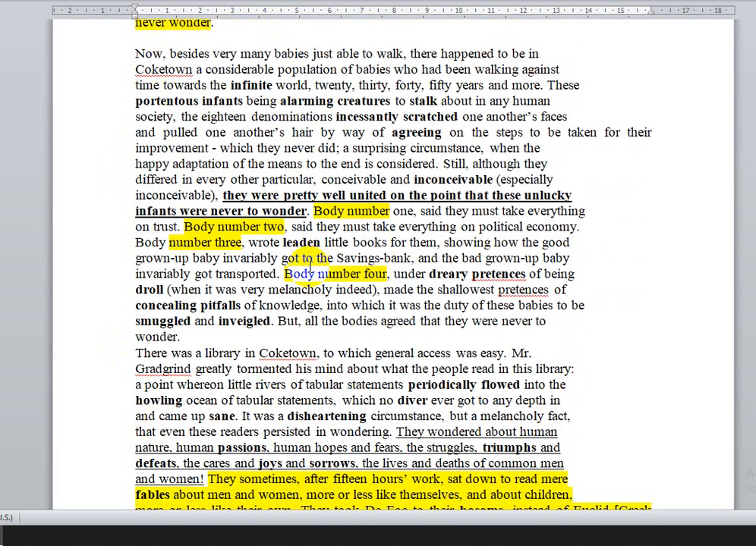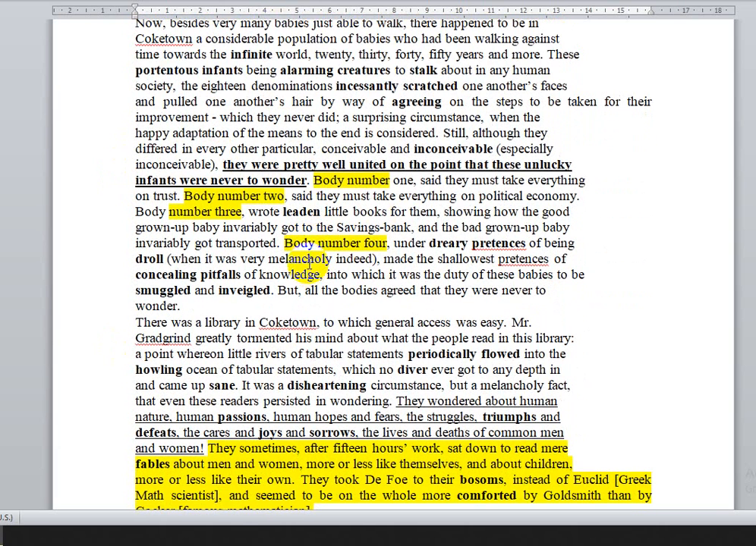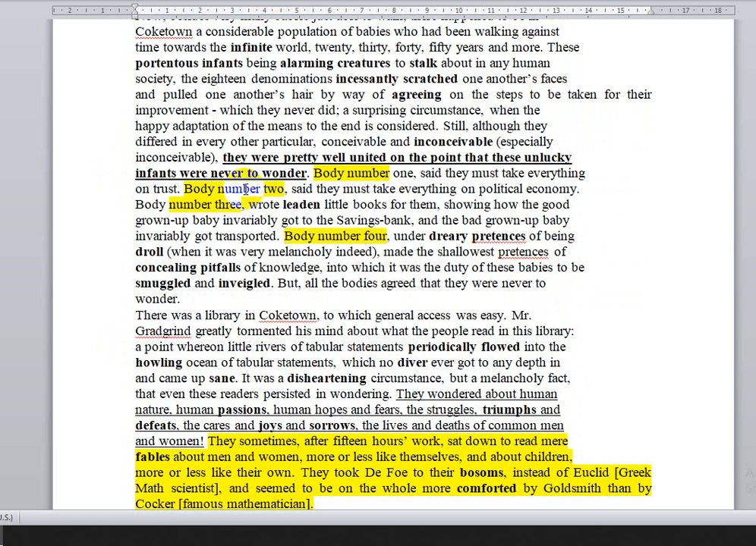Next, we move to the setting of the chapter, the Gradgrind's house. They were pretty well united on the point that these unlucky infants were never to wander. The School of Facts has some kind of principles or rules. You can see here, body number 1, rule number 1, said they must take everything on trust. They just accept what they are told without discussion, the facts.